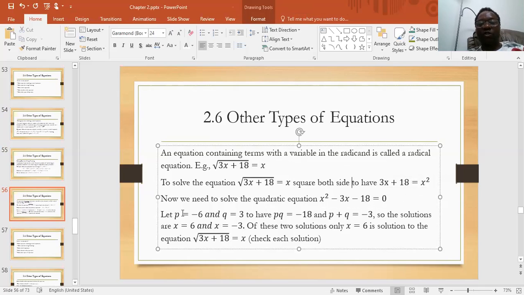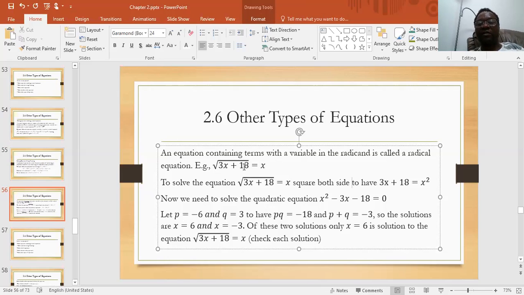With this quadratic equation, we can quickly see that minus 6 times 3 equals minus 18, and minus 6 plus 3 equals minus 3. So the solutions to this equation are 6 and minus 3. Now we go back and replace into the equation to know which of those two is actually the solution. If I replace x by 6, I will have 3 times 6 is 18, plus 18 equals 36.